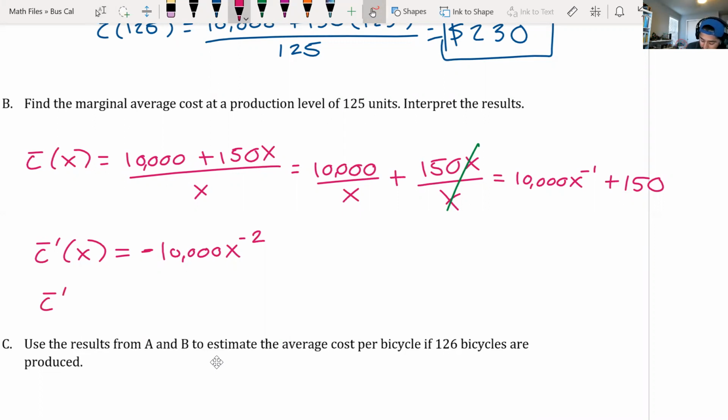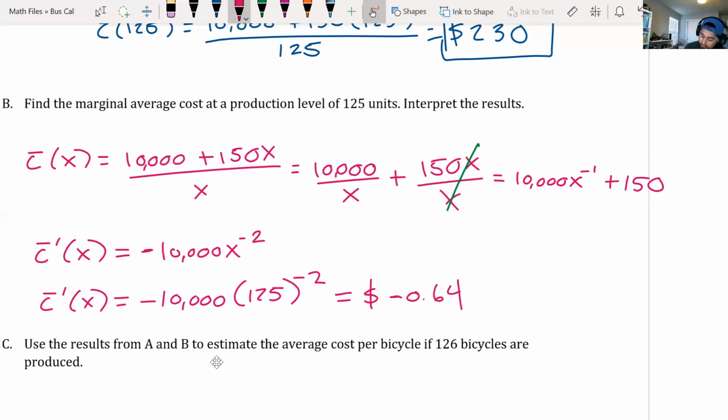So c bar prime of x is going to be equal to -10,000 times 125 to the -2. All right, and I'll use this blue calculator. -10,000 times 125 raised to the -2. And what do I get? -0.64.